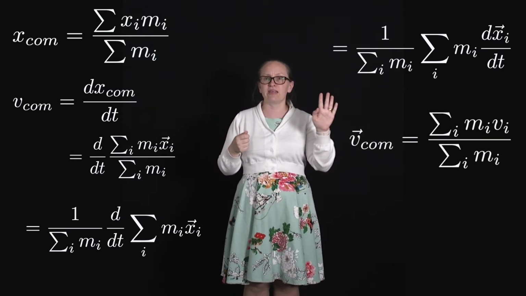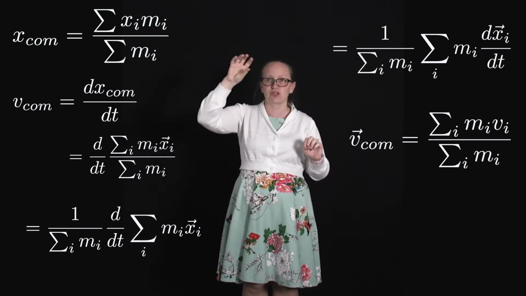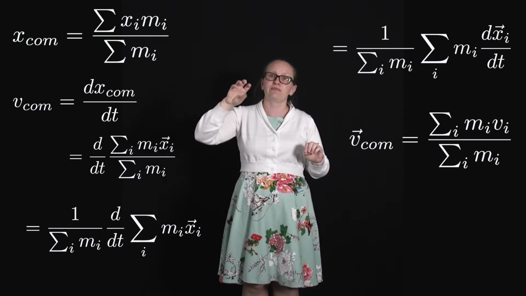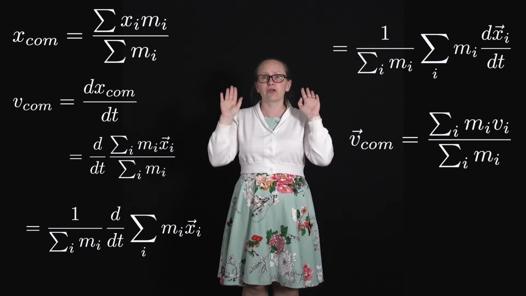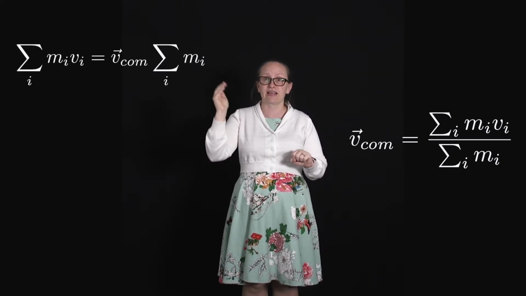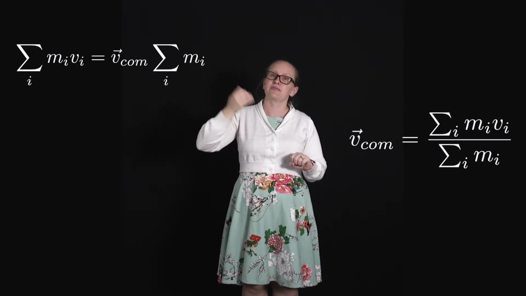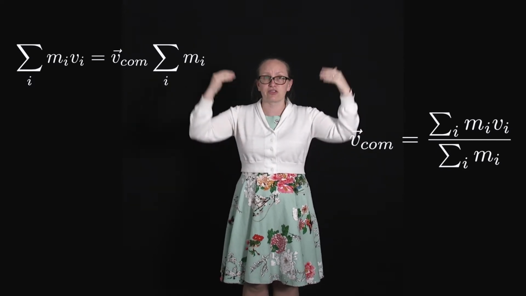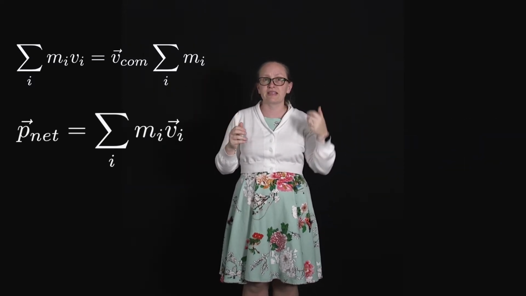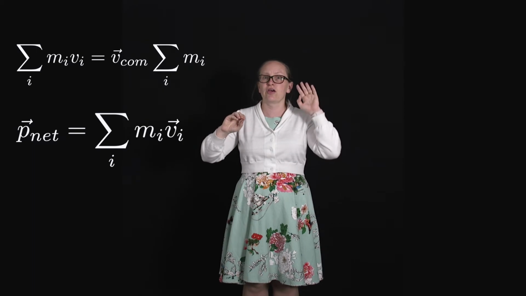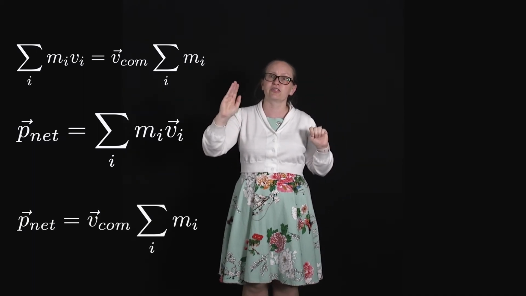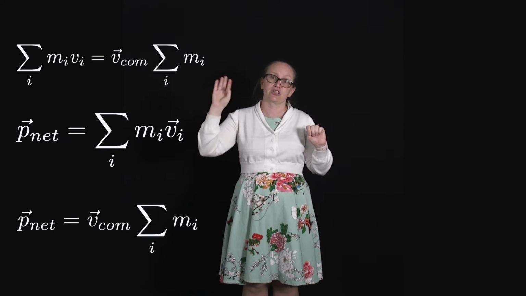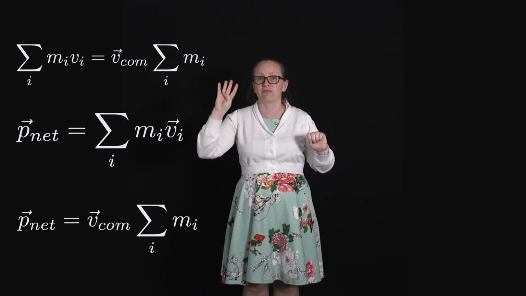So we end up with v for the center of mass is equal to, up the top, the sum of mi vi divided by the sum of mi. Okay, so we've now got that term again. Rearranging what we've just done, the sum of mi vi is equal to the sum of mi times the velocity of the center of mass. But we said just before this that the net momentum P net is equal to the sum of mi times vi. So the net momentum is equal to the velocity of the center of mass times the sum of mi, which is just the velocity of the center of mass times the mass of the system.